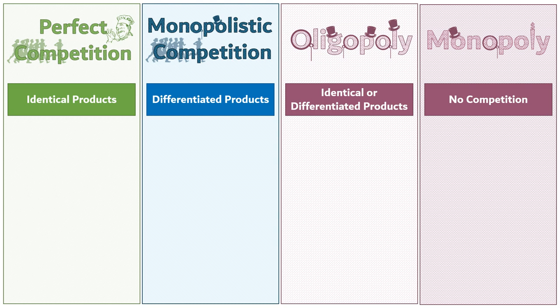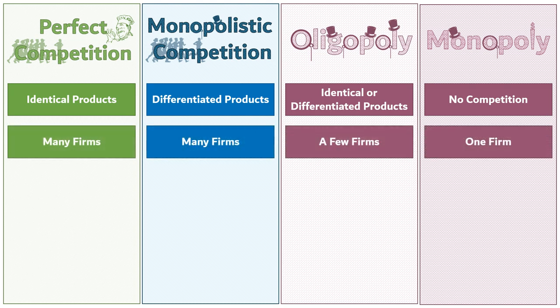Oligopolies can have identical or differentiated products. Cellular service is pretty much identical, no matter what company you buy it from, but video game consoles are differentiated. The Nintendo Switch is unlike the Xbox, which is different from the PlayStation. For a monopoly, there's no comparison to make, because the monopolist does not face any competition.